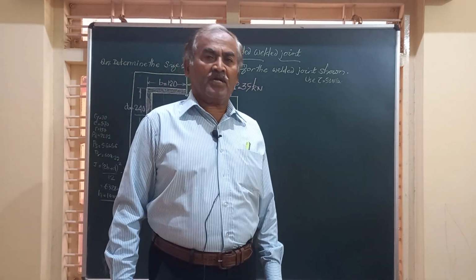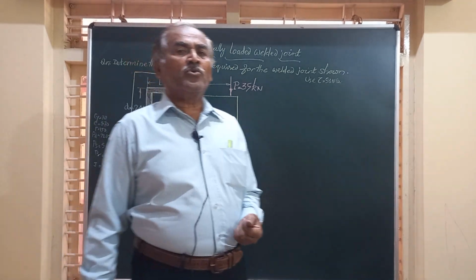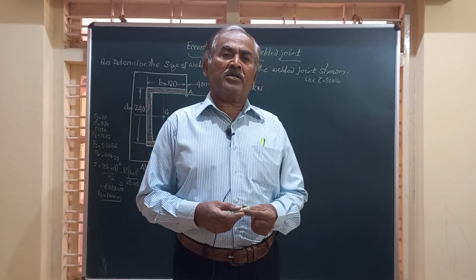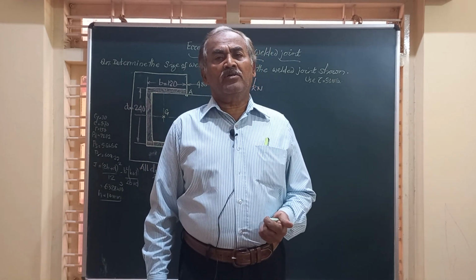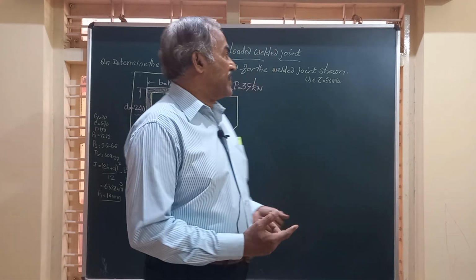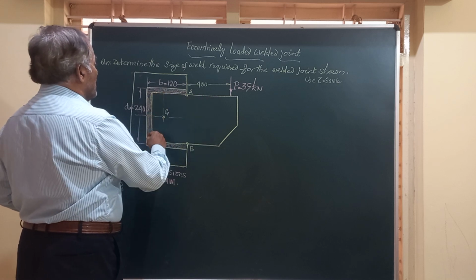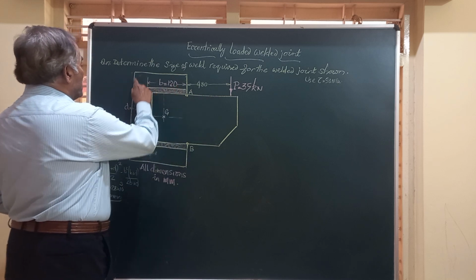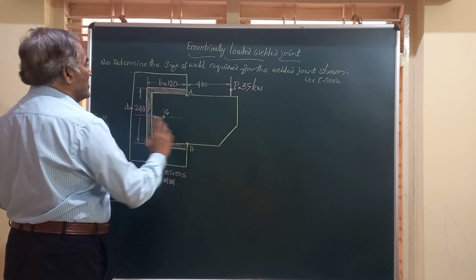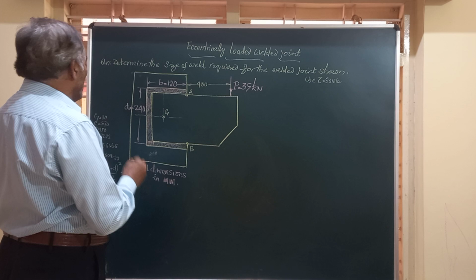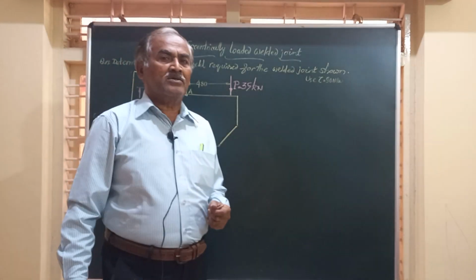Myself Dr. M.H. Annaya, and in today's video we are going to work out a problem on an eccentrically loaded welded joint. So the question for today runs like this. There is a plate and this is welded to a vertical column by means of this C-shaped welding, and they are asking us to find out what should be the size of the weld.